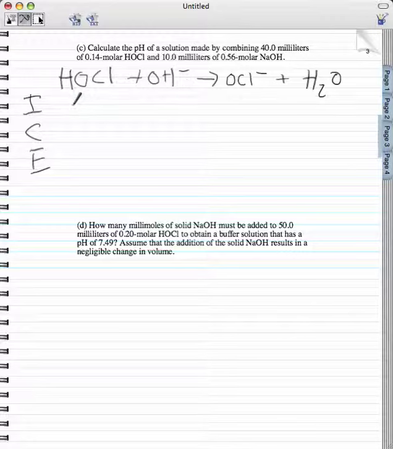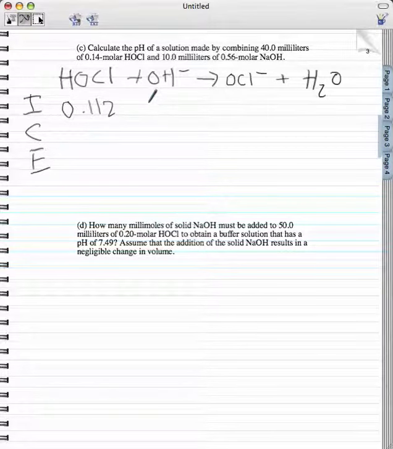Okay, and so for that hypochlorous acid, we're going to have 40 milliliters of 0.14 molar, and then we're diluting it using the other 10 milliliters. We're going to dilute it to a final volume of 50 milliliters. And by diluting in that way, we're going to end up with a concentration of 0.112 before it starts.